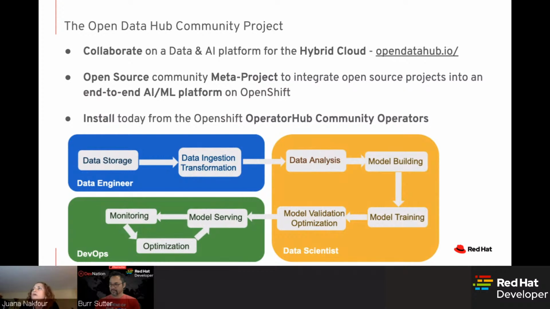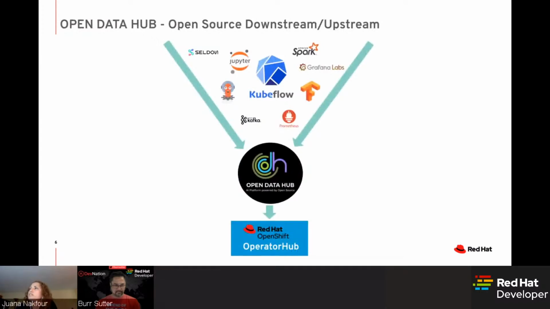So for all information on Open Data Hub, your starting point would be to go to opendatahub.io. It is our website. It is the entry point to all of the information with regards to the Open Data Hub project. So with relation to all the downstream and upstream that we have within Open Data Hub.